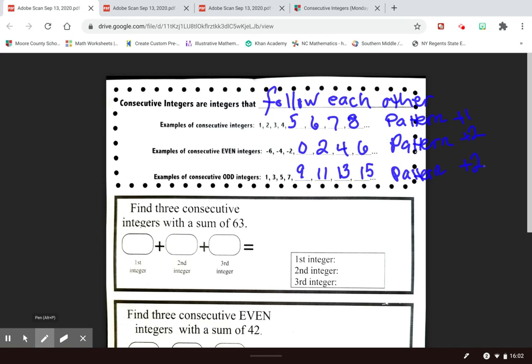Okay, so we're looking for consecutive integers. So my first integer, I'm going to let x represent the first integer, because that's where I'm starting at. Now, since I'm looking for consecutive integers, my counting pattern is a plus 1. So that means my second integer would be x plus 1, and my third integer would be x plus 2, and all of these are going to equal 63.